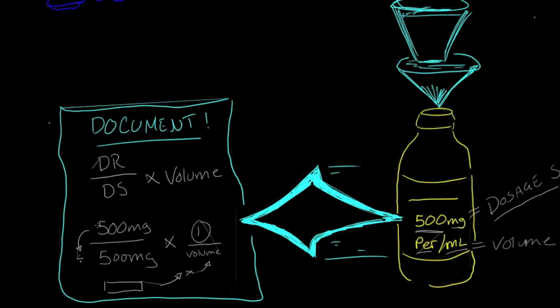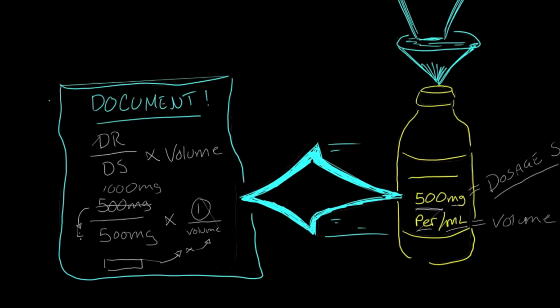If the doctor said he wanted 1,000 milligrams instead of the 500, you would still do the same thing. His order was for 1,000. So you divide that into what is supplied, the 500, times whatever the volume measurement is. So that'll give you the answers to 99% of the questions on this packet.